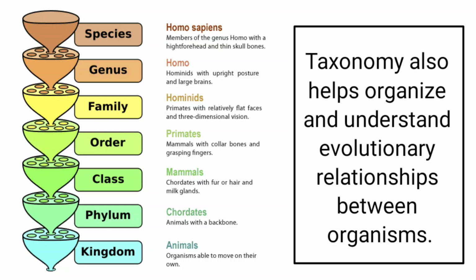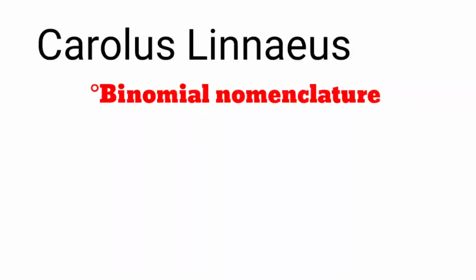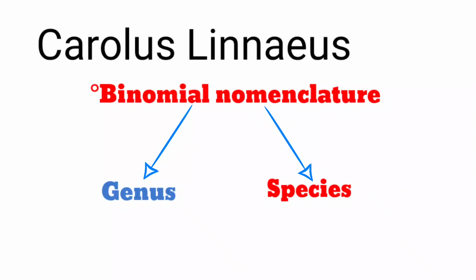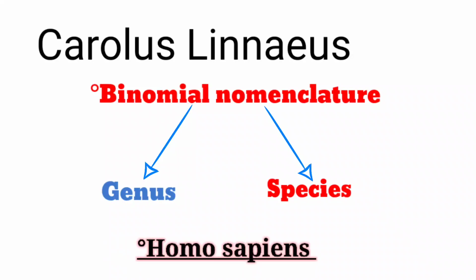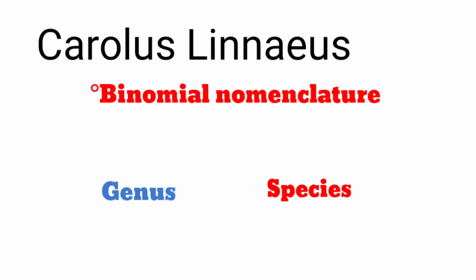The father of taxonomy is Carolus Linnaeus, who developed the modern system of naming organisms called Binomial Nomenclature. This system uses two Latin names, the genus and the species names. For example, human beings are known as Homo sapiens, where Homo is the genus name and sapiens is the species name. So now let's explore how organisms are classified.